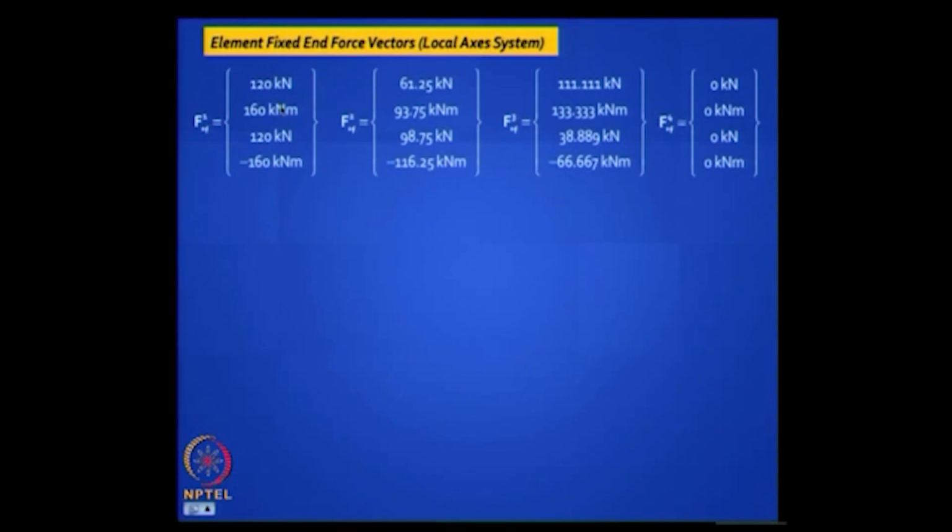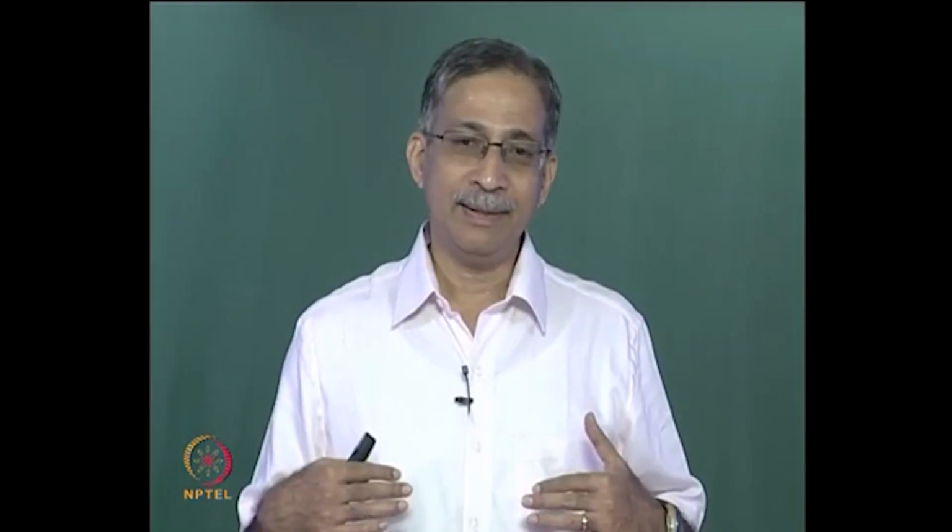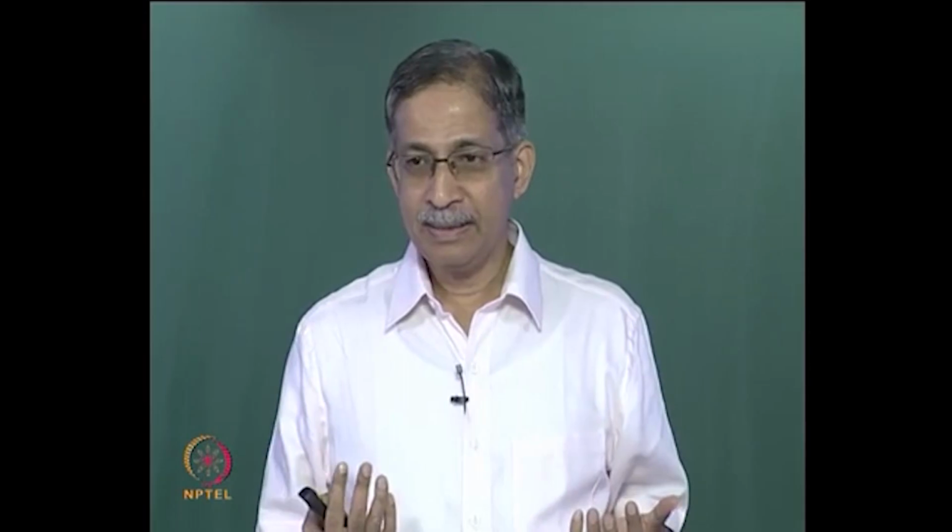Had all the units been the same, you could have put it outside, but since the units are different, you have to put the units inside. Clear? What do we do next? You have got these fixed end forces, you have got them in the local axis system. So now you have to link it to the global axis system. How do you do that?